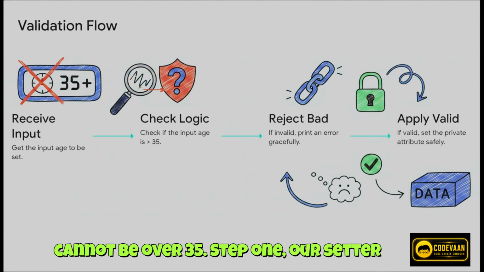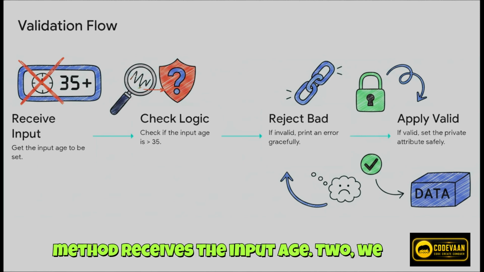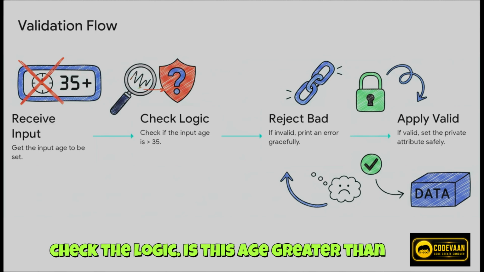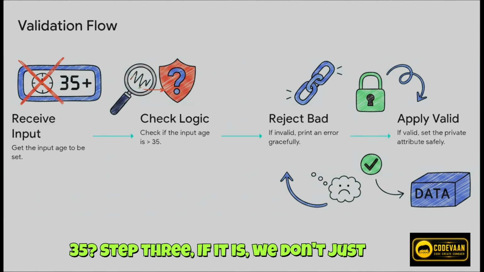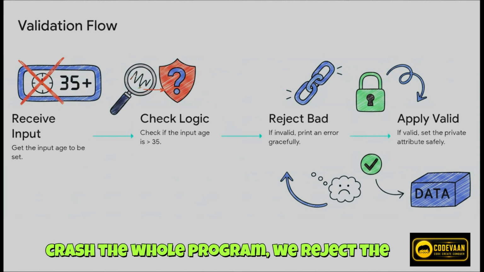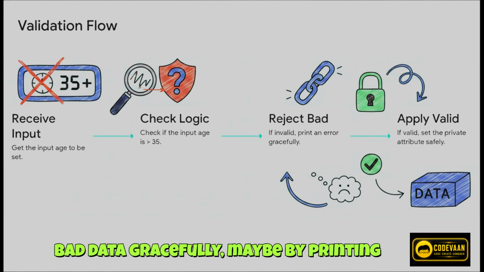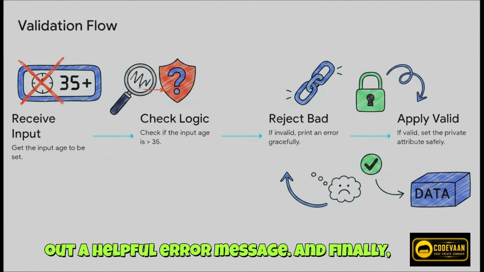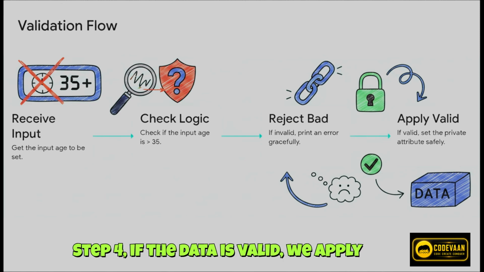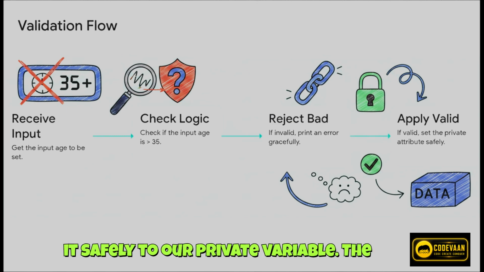Step 1, our setter method receives the input age. Step 2, we check the logic. Is this age greater than 35? Step 3, if it is, we don't just crash the whole program, we reject the bad data gracefully, maybe by printing out a helpful error message. And finally, Step 4, if the data is valid, we apply it safely to our private variable.